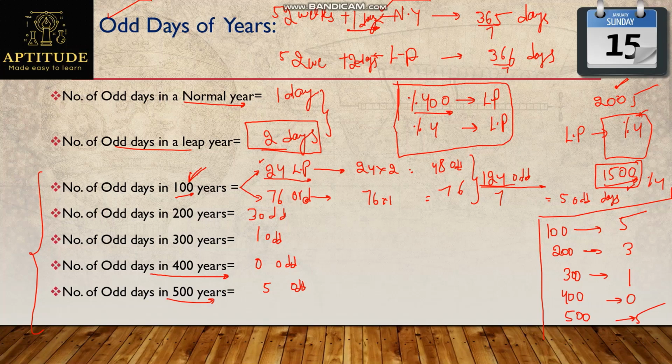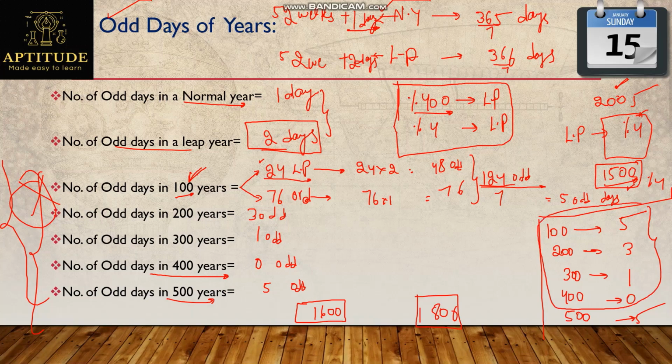But in general problems, obviously we will not calculate for years like 1600 or 1800. How many odd days will be there till 1600 years? Should we use the same process? No. As we already discussed, it will be repeated every 400 years, right? So this cycle is constant: 5, 3, 1, 0. What you need to do is divide that century year by 400.